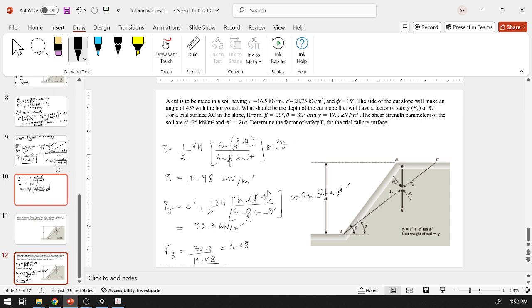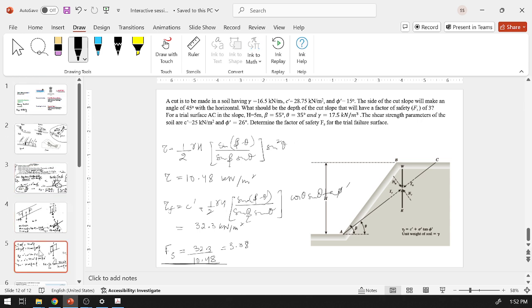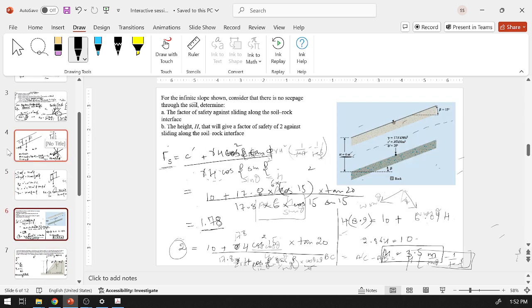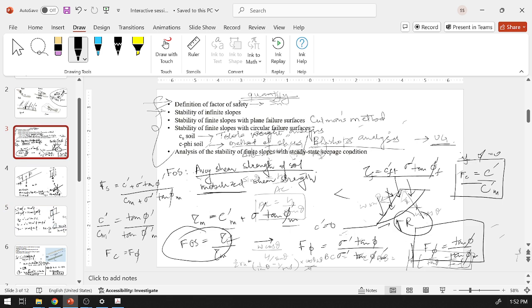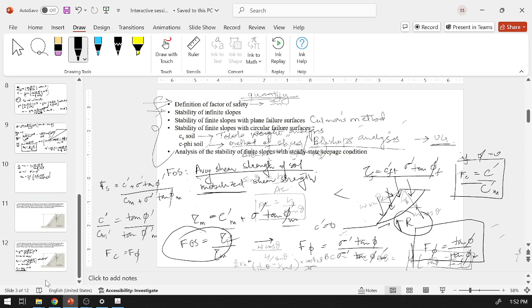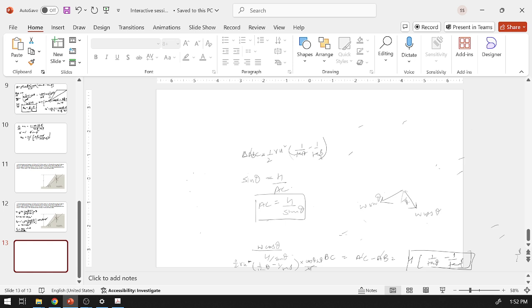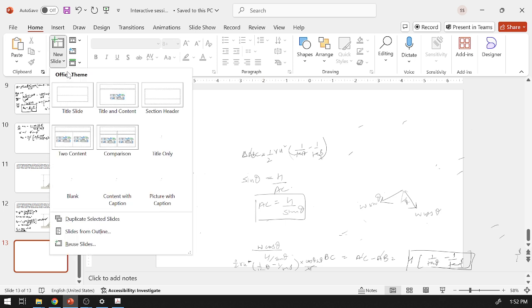So now let's move on to the next part. I will just be briefly talking about these. Now we have finite slope with circular failure. We can have a c-u soil or we can have a c-phi soil. So then, what is wrong with this?